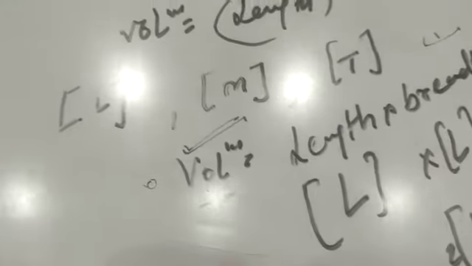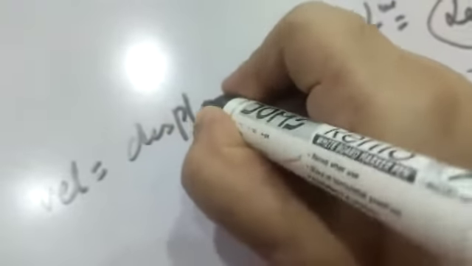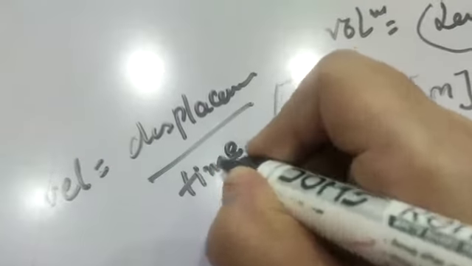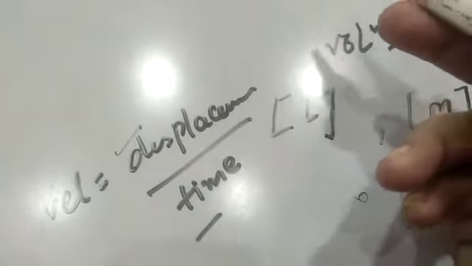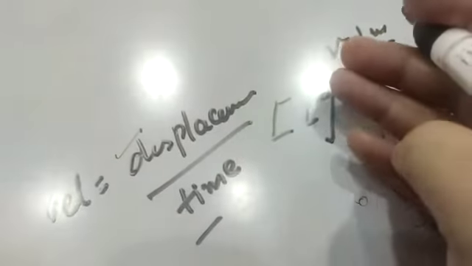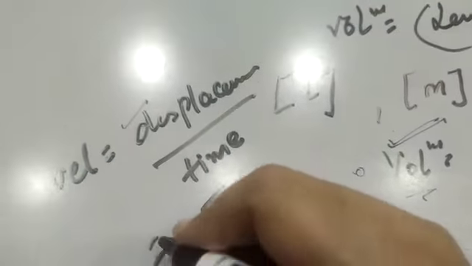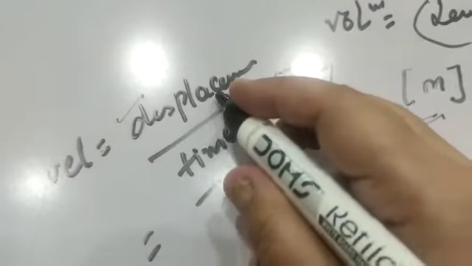Similarly, if we want to represent velocity, you know that it is displacement upon time. I think you must be aware of displacement. Displacement is distance as a vector quantity. When we measure the distance along with the direction, that is called displacement, right? Or we can say the shortest distance between any two positions is known as displacement.